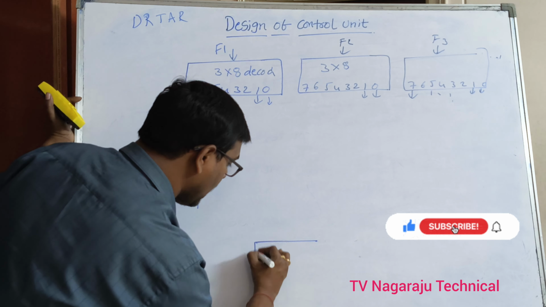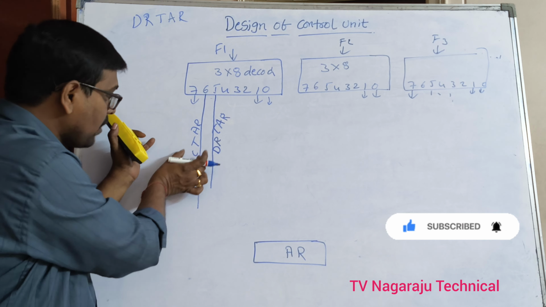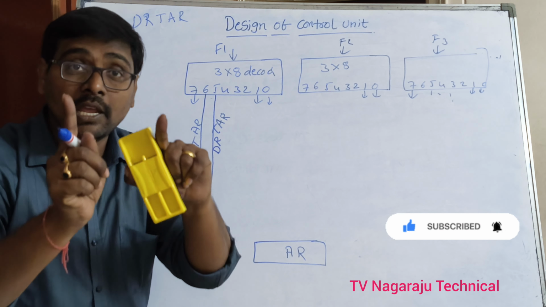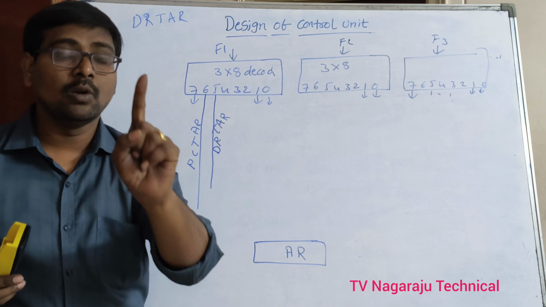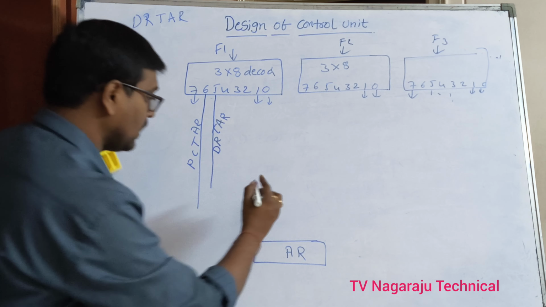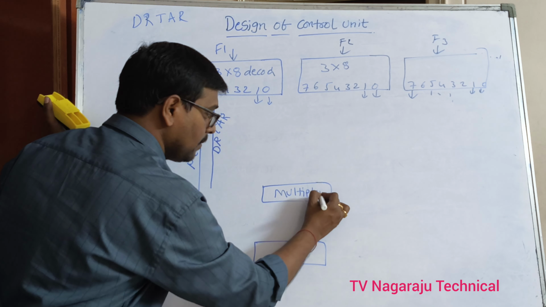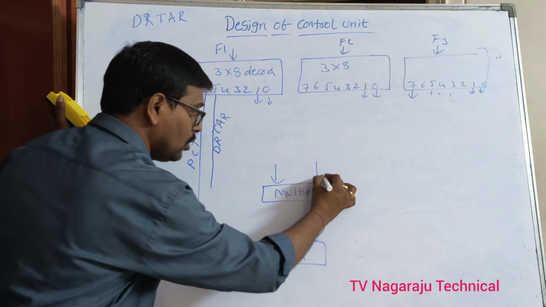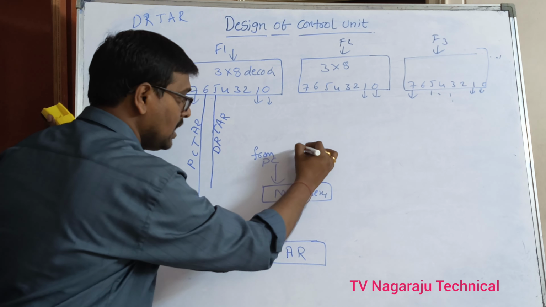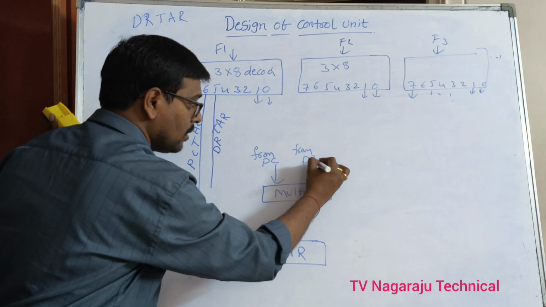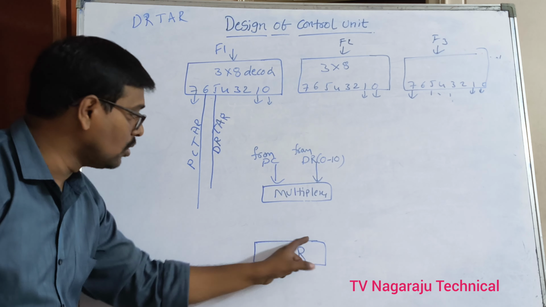Anyway, we have AR register, which holds data from either PC or DR, but any one is active. You know that one? Even though 8 outputs are there, the decoder activates only one output. That is the reason here you are using one multiplexer. So the multiplexer has 2 possible inputs. One is from PC, one is from DR. From 0 to 10 only. Why? The size is 11. That is the reason 0 to 10 only.